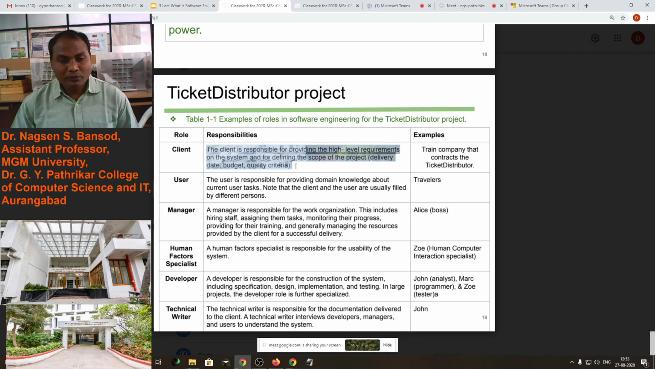If we want to create software for the ticket distribution project, then whom will we ask for the information? We will ask the conductor, because he knows the details about the client. A passenger will be the client of this ticket distributor project.